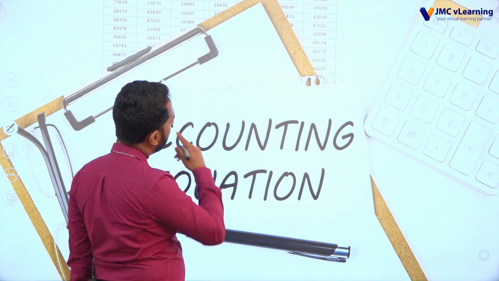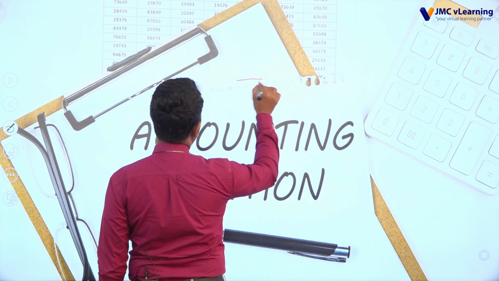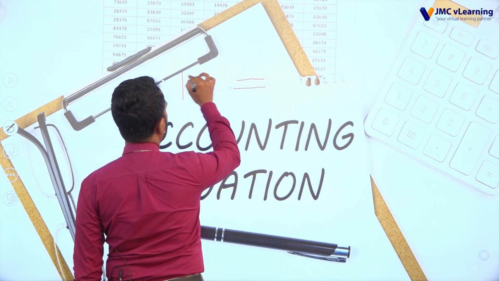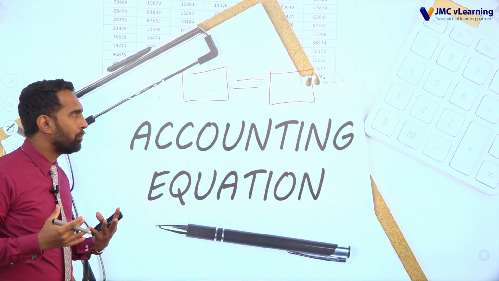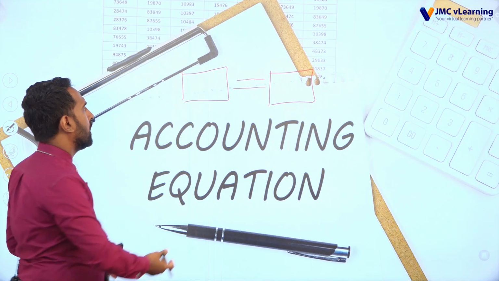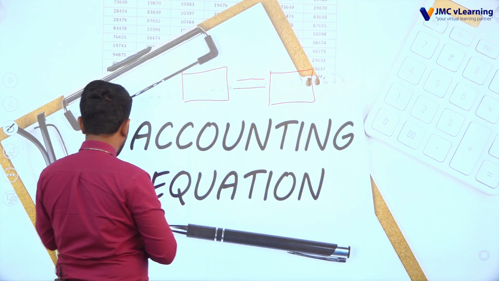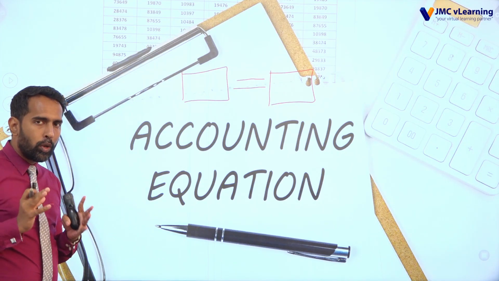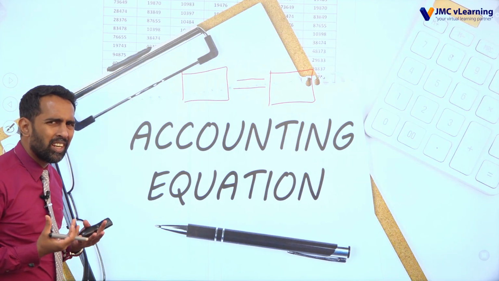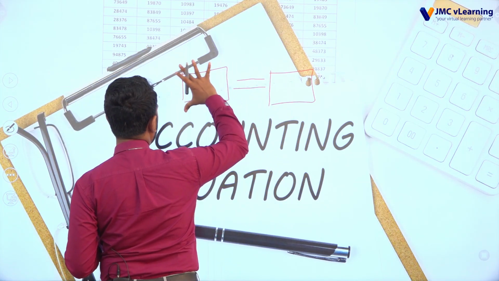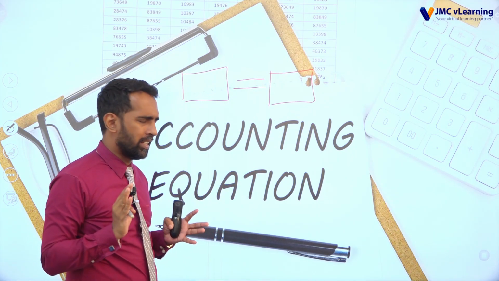If you try to understand the concept of an equation, you know that in an equation we have two sides, and what we demarcate in an equation is that one side is equal to the other side. Now we are going to apply this equation concept to accounting. In accounting we are going to use an equation and say one particular element is equal to another type of element. So we'll try to understand this one.